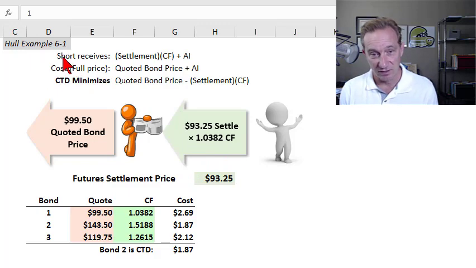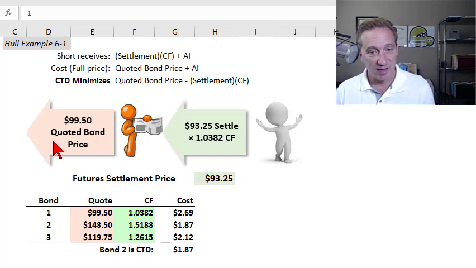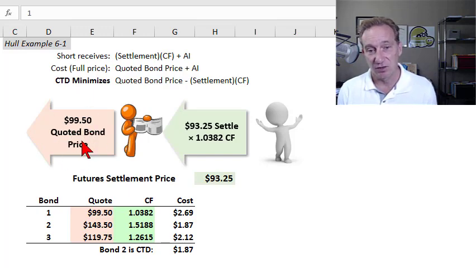So I'm using John Hull's example 6-1 here, and starting with the first bond in the basket available for delivery. Notice I'm distinguishing: we have a basket available for delivery, and we're trying to identify the cheapest to deliver. So if we look at bond 1, the short here needs to go purchase the bond first before delivering it, and they will pay, of course, the full price. And that full price is the $99.50 quoted price plus accrued interest. Full price is the quoted price, aka the flat price, plus the accrued interest.